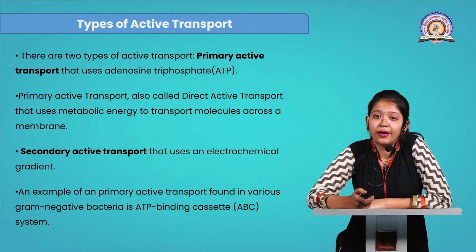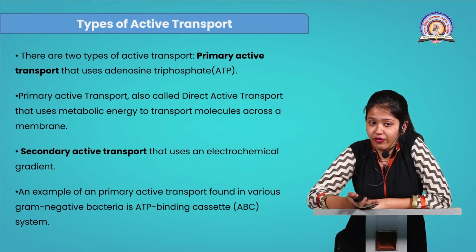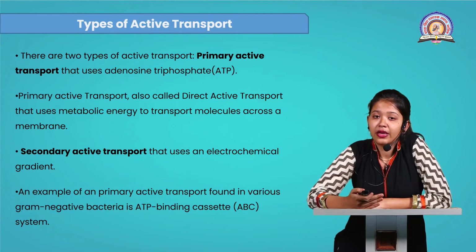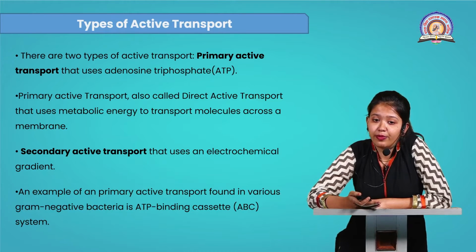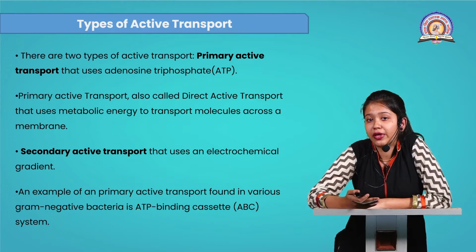There are two main types of active transport: primary active transport and secondary active transport. Primary active transport uses direct ATP, adenosine triphosphate. It is called direct active transport because it uses metabolic energy to transport the molecule across the membrane. Secondary active transport is the second type, which uses an electrochemical gradient instead of metabolic energy.